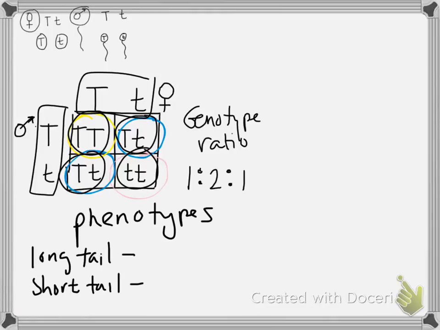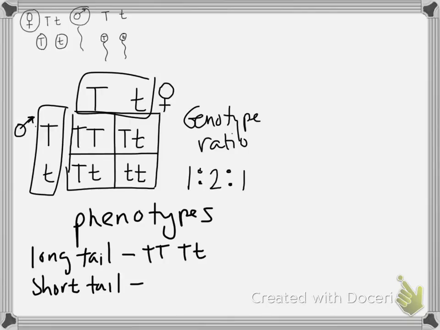Which of their offspring, I'm going to uncircle these, which of their offspring have long tails? Which ones? Well, 3 of them do. So the ones who have big T, and the ones who have big T, little t. So if we circle those as we go, that means 3 of their offspring are going to be long-tailed.